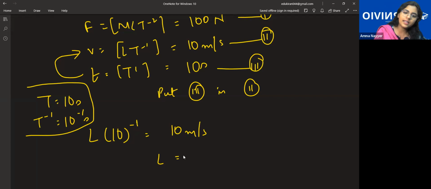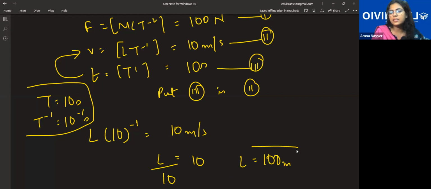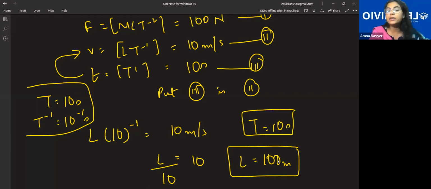See, let's do one thing. L divided by 10 I can write, so that this becomes positive. Now the power is positive, equal to 10. So L is equal to 100 meters. So time is equal to 10 seconds, length is equal to 100 meters. Now only one quantity is left, that is the mass. Time is 10 seconds. It was already given in the question, so time was not a difficult thing to calculate. What about the length? Using this length into the time, time is missing. Time I have taken from the third equation. We have calculated the length. Now, if we have length and time, can we calculate mass from the first equation?